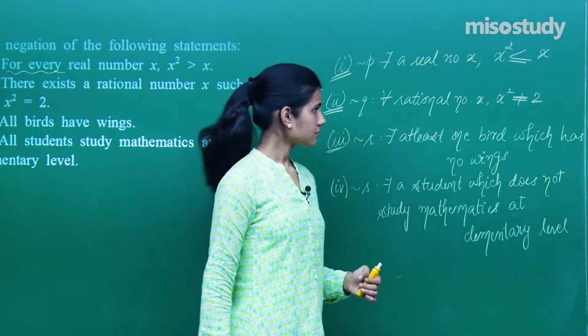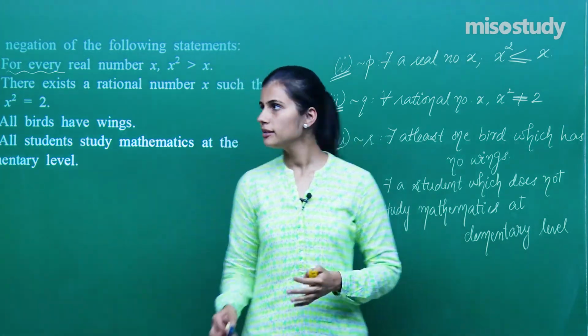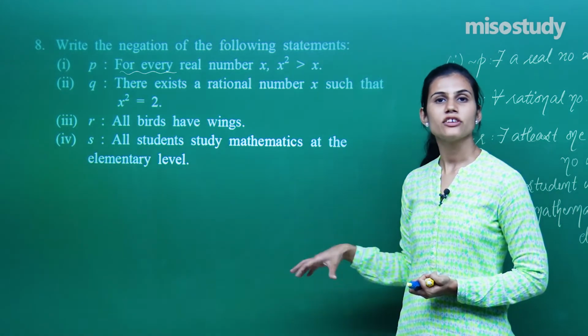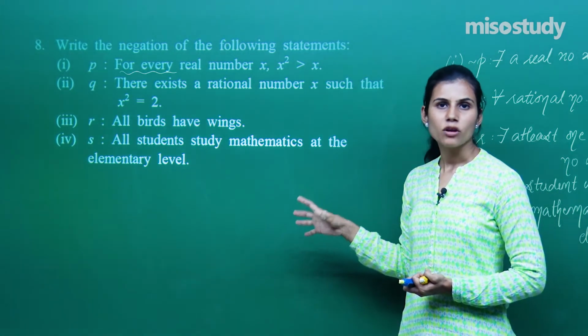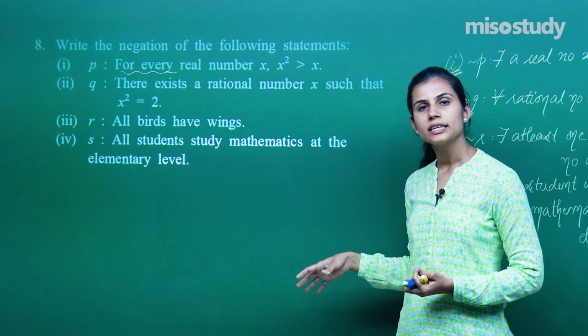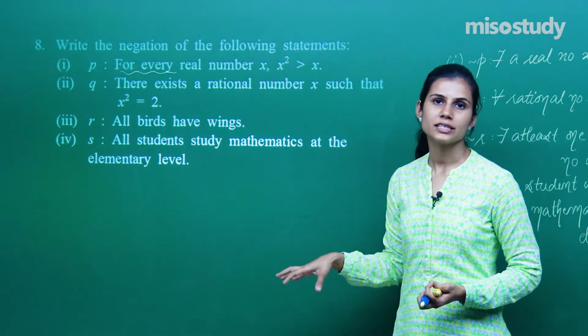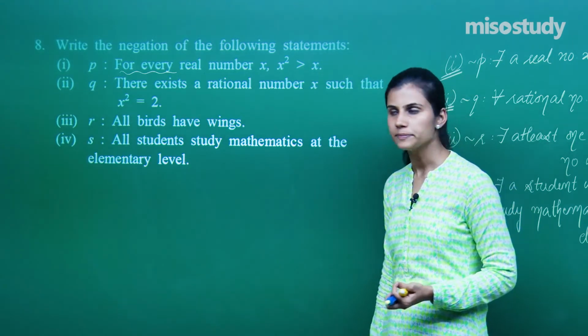Is it clear? This is how you write the negation. It's pretty easy. The statement involving for every is going to have its negation involving there exists. The statement involving there exists is going to have its negation involving the quantifier for every.